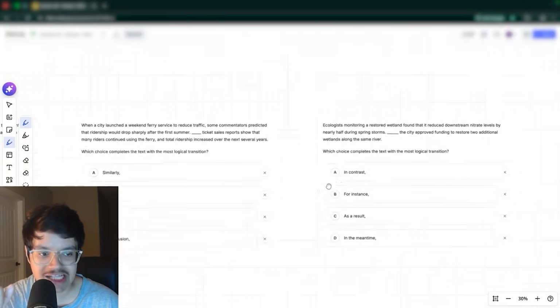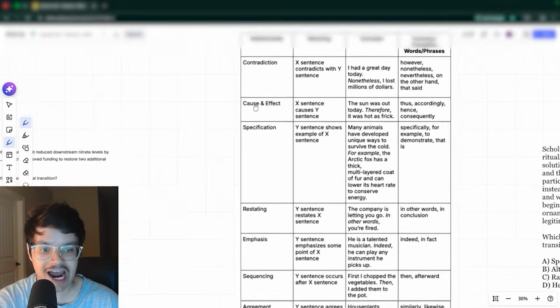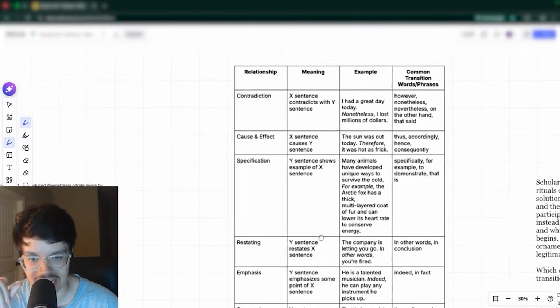Now, you may be asking yourself, how do you know all the different transition words that could theoretically show up? Well, I have this list here of these 8 different types of transition words that can appear on the SAT, 8 different categories.